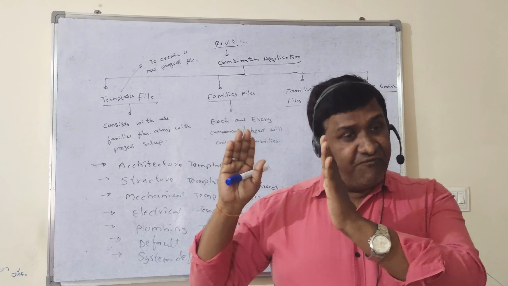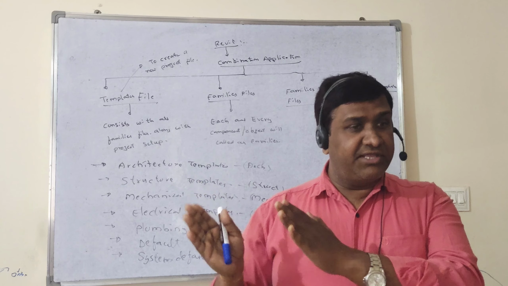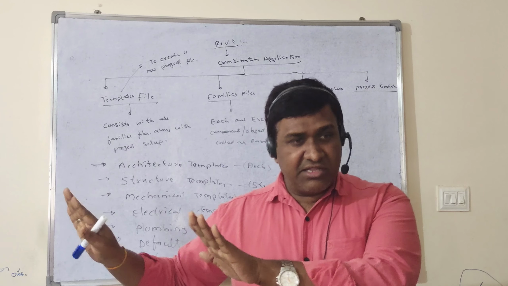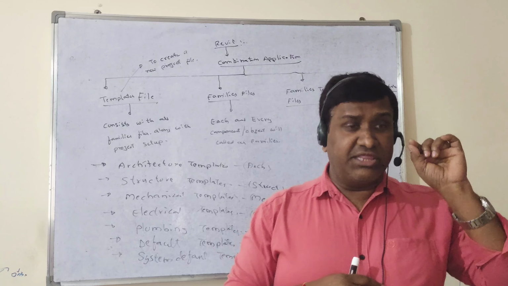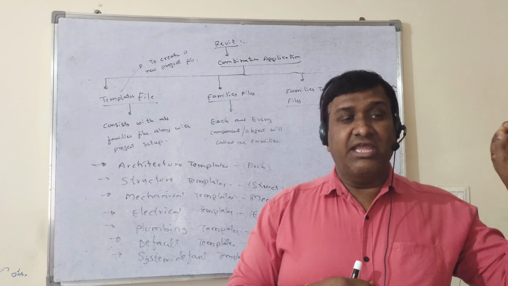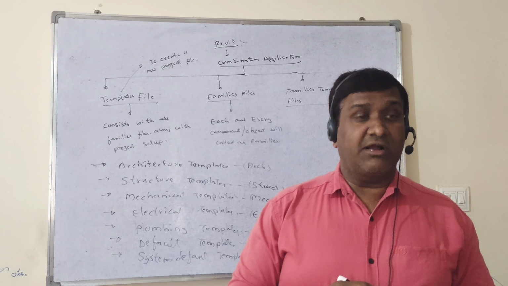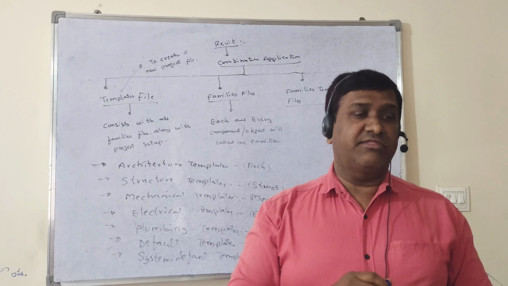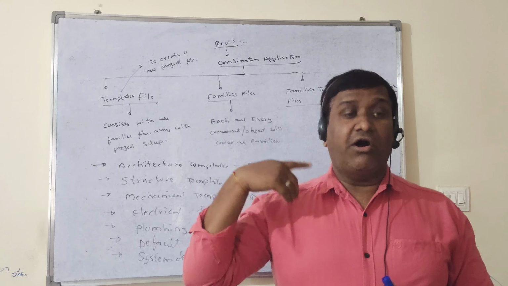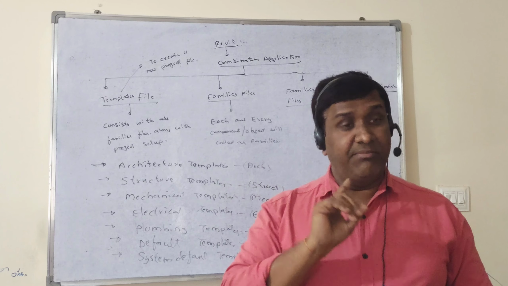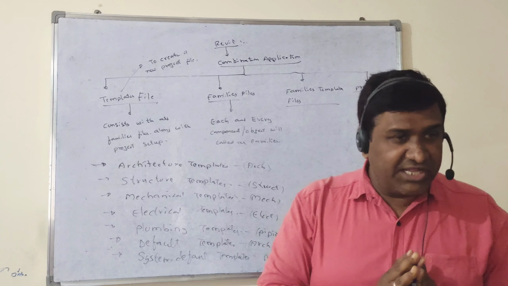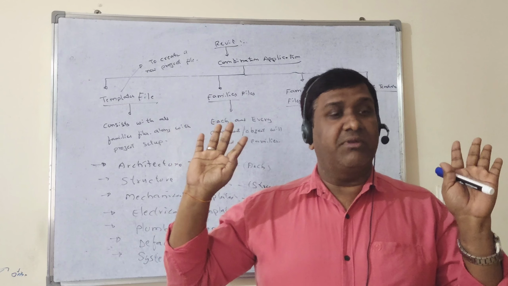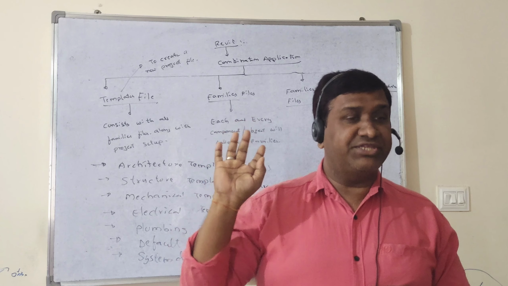DG set means everything should be the same as it is physically. There should not be even a single 1 mm difference. That is our BIM model. We have to develop the model accurately, dimensionally and physically, even the color, everything should be matched. I gave DG just as an example; each and every component should be the same as per the site.